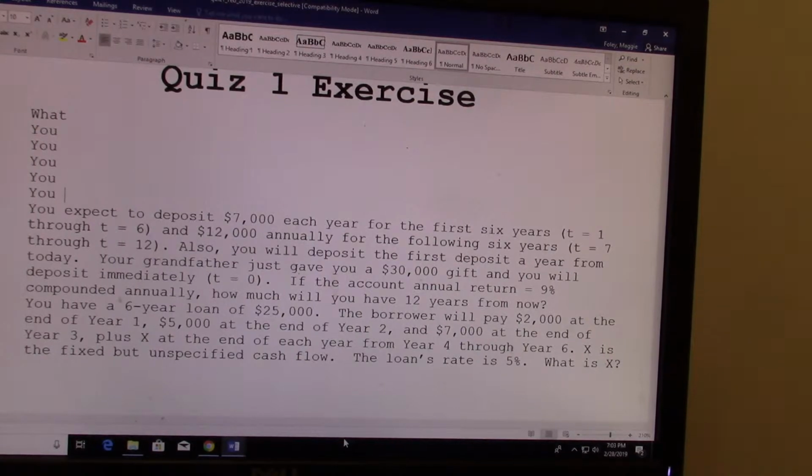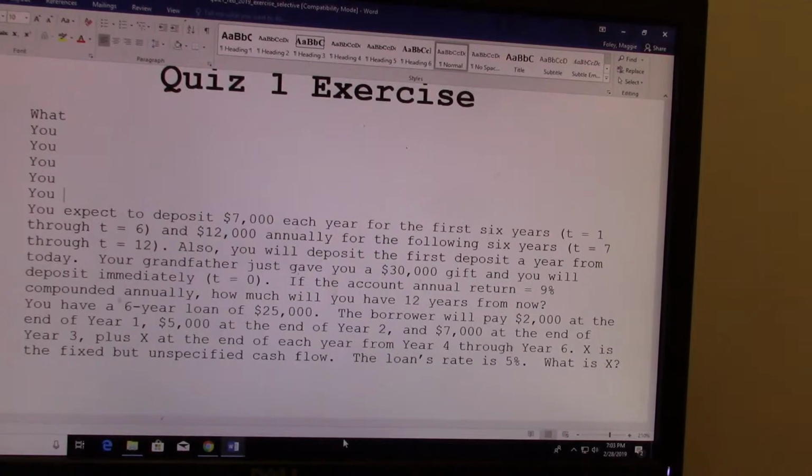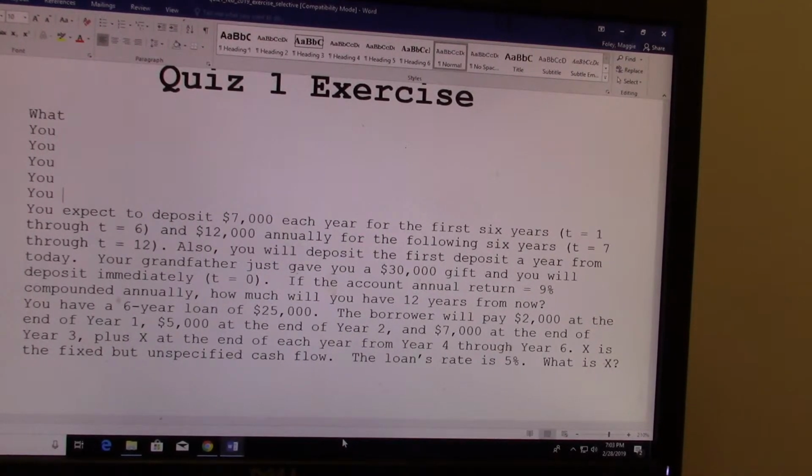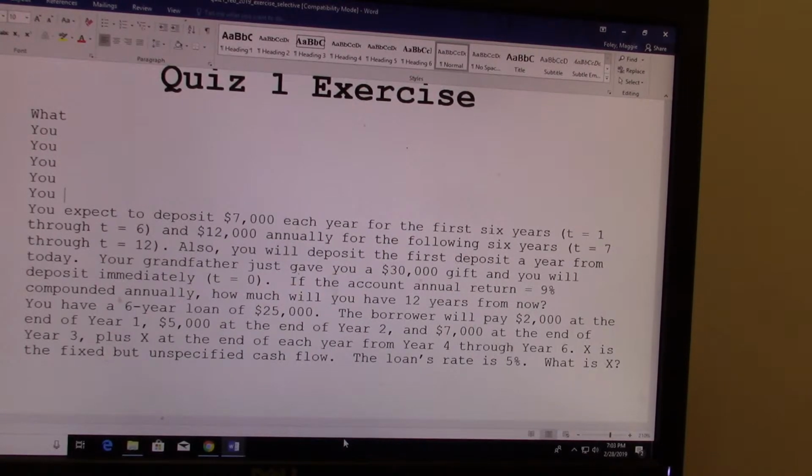So you see, the first annuity's future value should be the present value of the second annuity. This is like when you start the second annuity, how much you have in this account. So that's the present value.